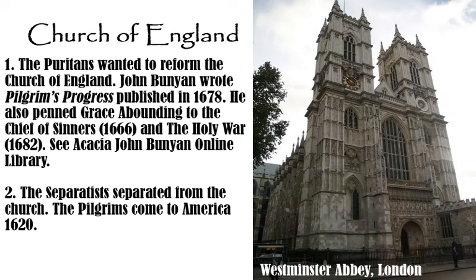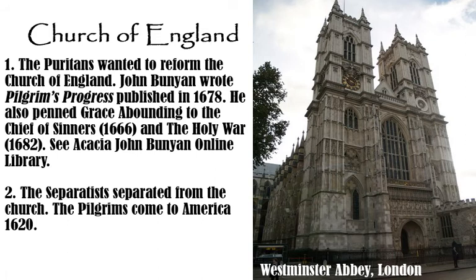The Church of England, as we saw, was started by King Henry VIII, splitting away from the Roman Catholic Church because he wanted an annulment. But there were two groups in the Church of England. The Puritans wanted to reform the Church of England. John Bunyan wrote Pilgrim's Progress, published in 1678. He also penned Grace Abounding to the Chief of Sinners in 1666 and The Holy War in 1682.